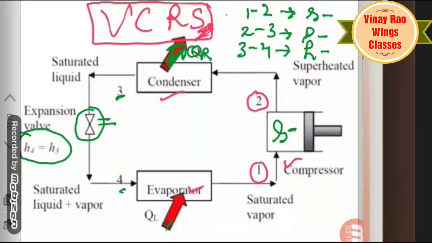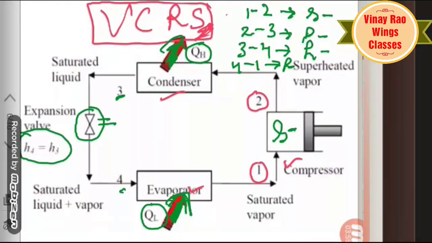After this, there is an evaporator, which we use for absorbing heat from the system. This is 4 to 1, again a constant pressure process, because heat energy is absorbed from the system at a very low temperature. QL means lower, QH means higher. This one is QH, this one is QL. That means heat is removed at a higher temperature and heat is absorbed at a lower temperature.